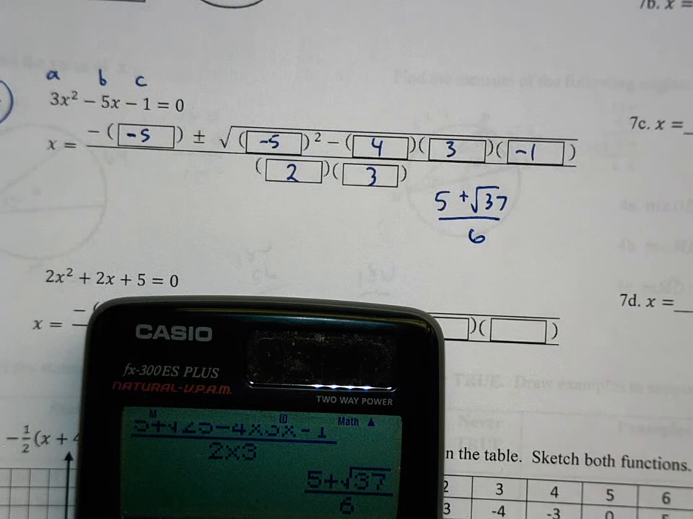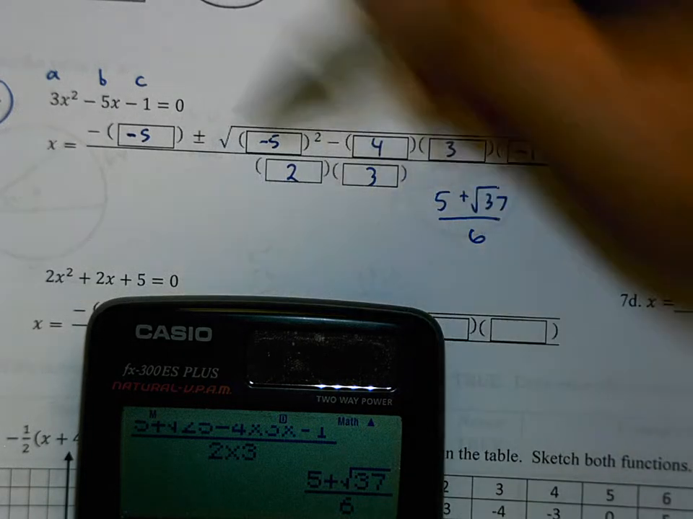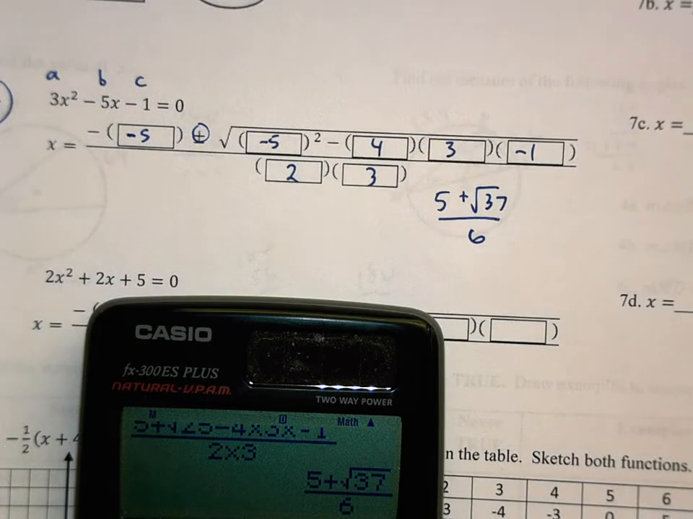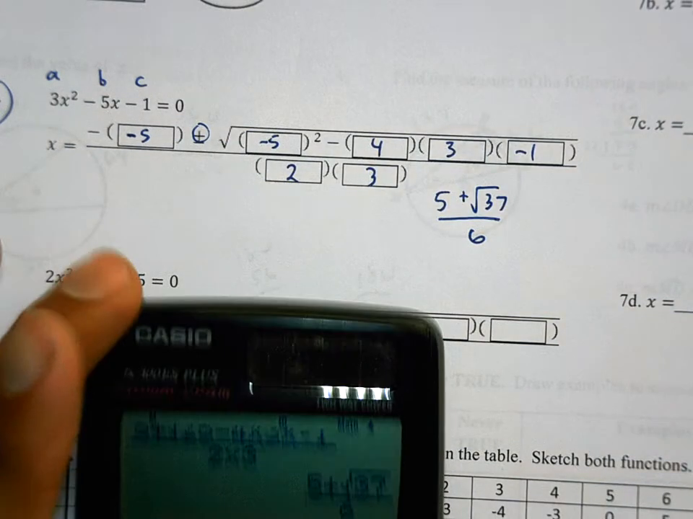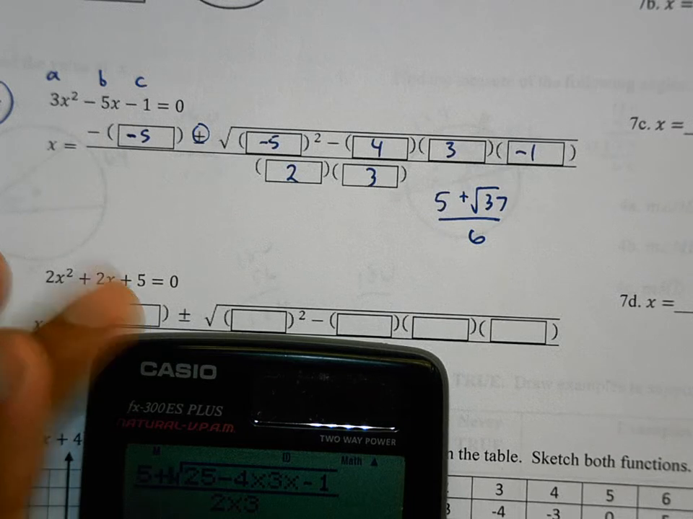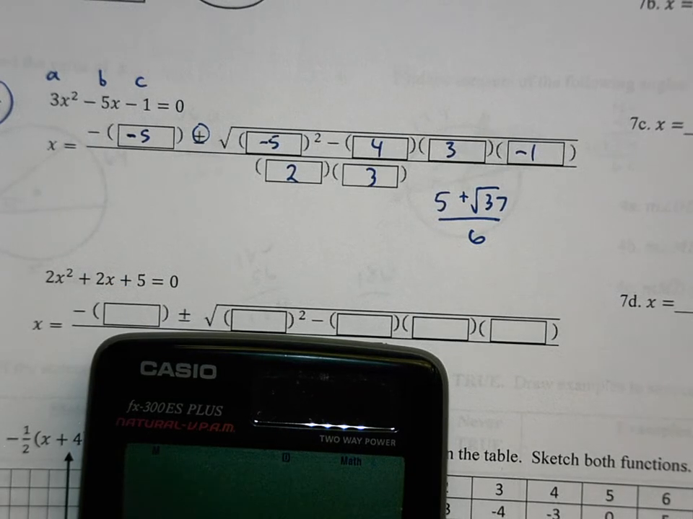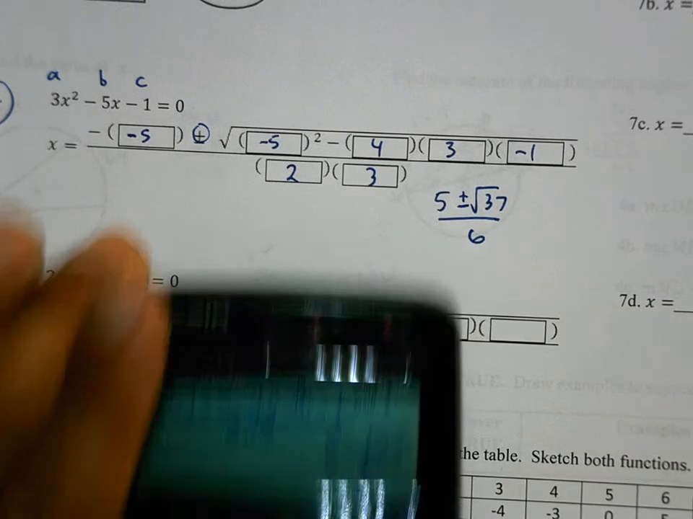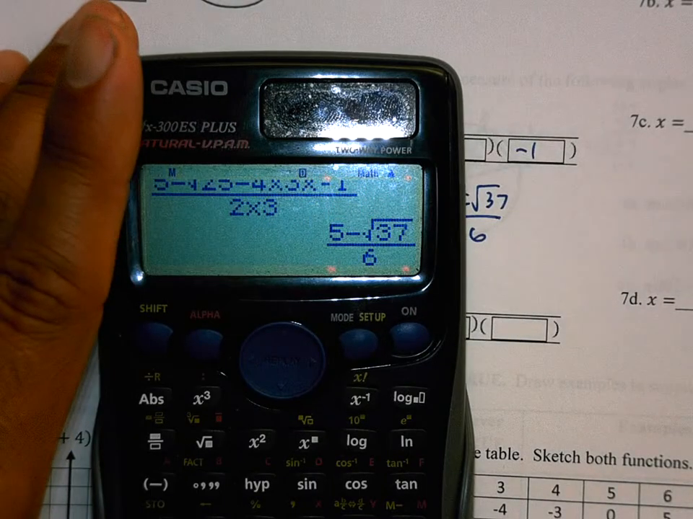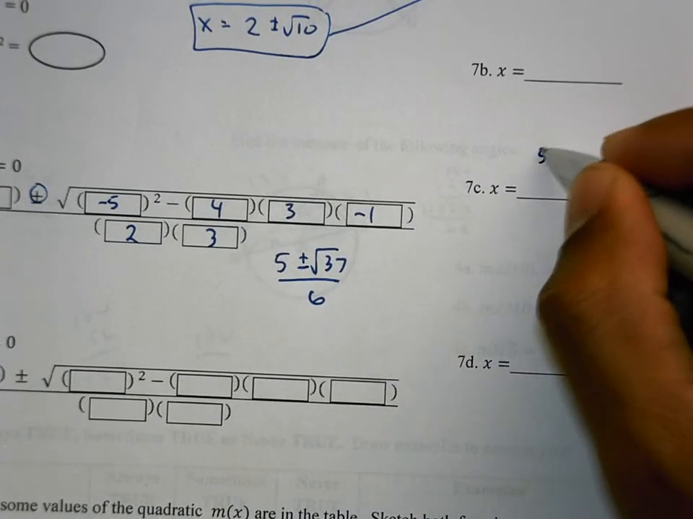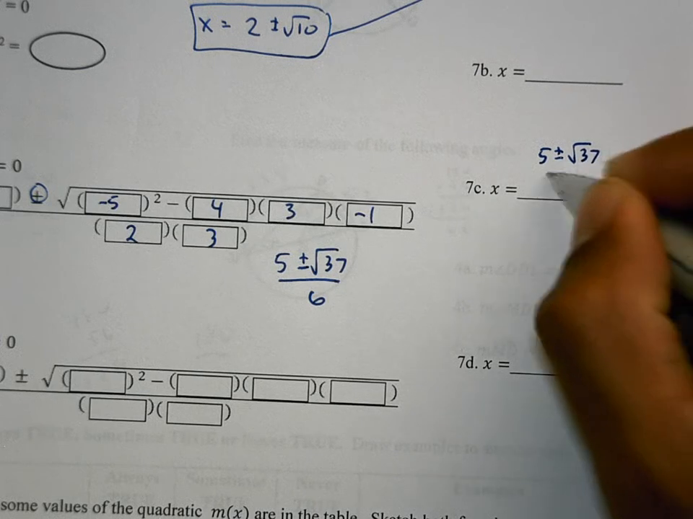And I'm curious, if I change it instead of the positive value, if I go to the negative value, if the answer is just going to have a minus sign in between. It probably does. So the negative will just bring a negative sign there. So my final answer here, 5 plus or minus root 37 over 6.